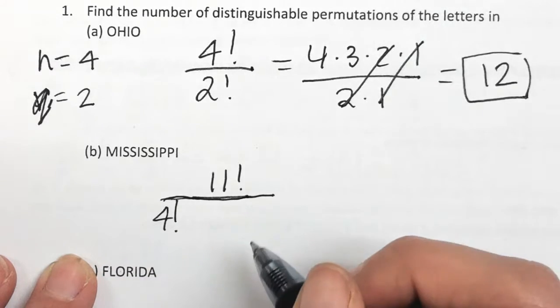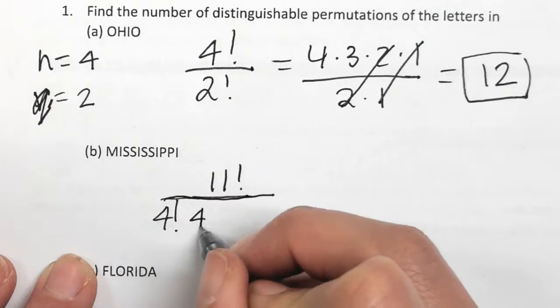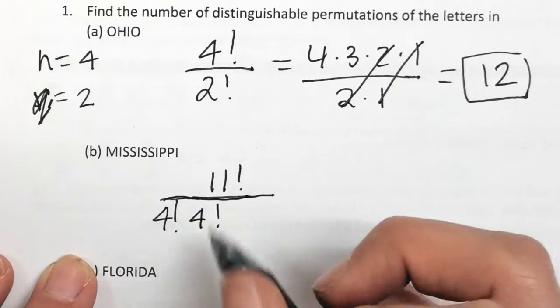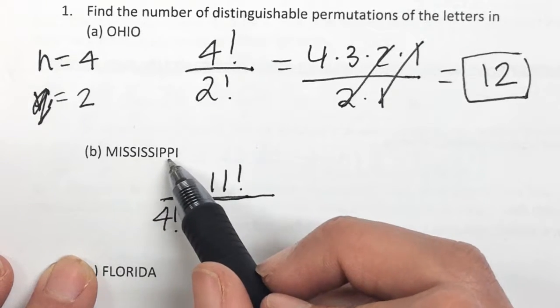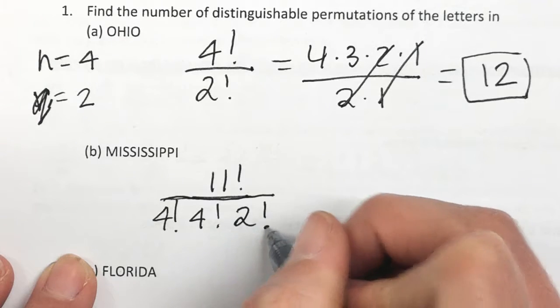Another 4. And then how many times do you see the letter S? 4. So 4 factorial. How many times do you see the letter P? 2. Have we covered all the letters? Yes.